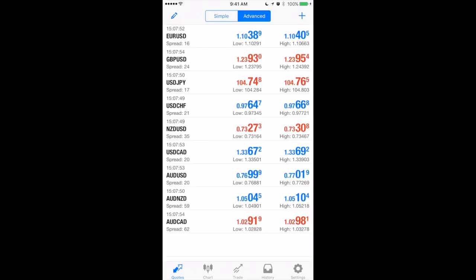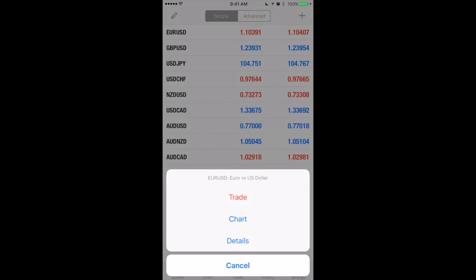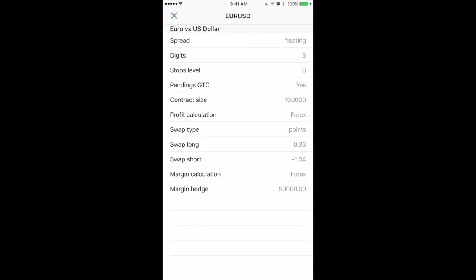Let's see here. So then you click on Euro USD, you get this menu. You can either place a trade, look at the chart, or the details. This is the details, so spread is floating, meaning it moves. Number of digits is in the pair, stop levels, pending, whatever, a bunch of this doesn't really matter. Contract size, so for one standard lot is 100,000 units, so like $100,000. Swap on a long trade is 0.33. Swap on a short is $0.04.